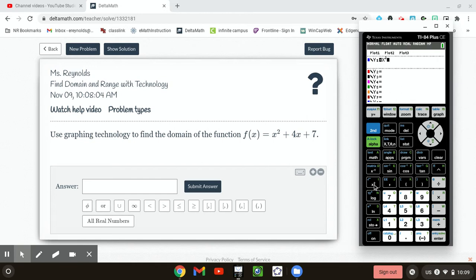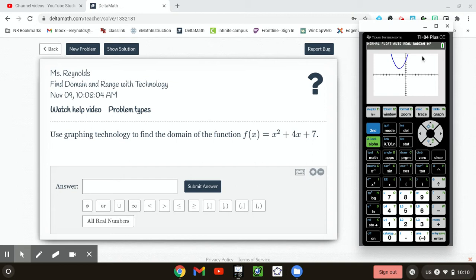So here's our function. It says using graphing technology, find the domain of the function f of x equals, same thing as y equals, x squared plus 4x plus 7. So in my y equals, I'm going to put x squared, so the x button is right here next to the alpha key. I'm going to hit squared plus 4x plus 7. And then I'm going to hit graph.